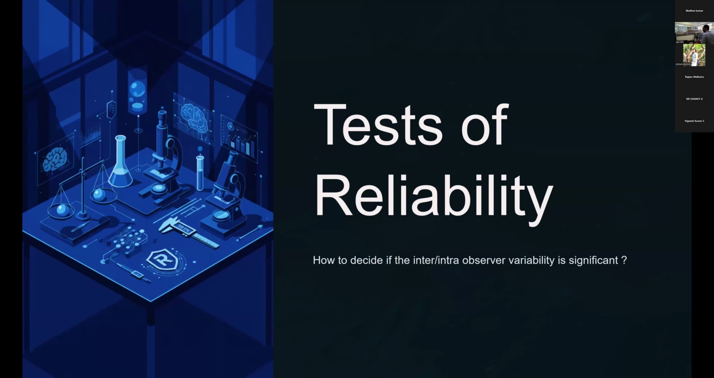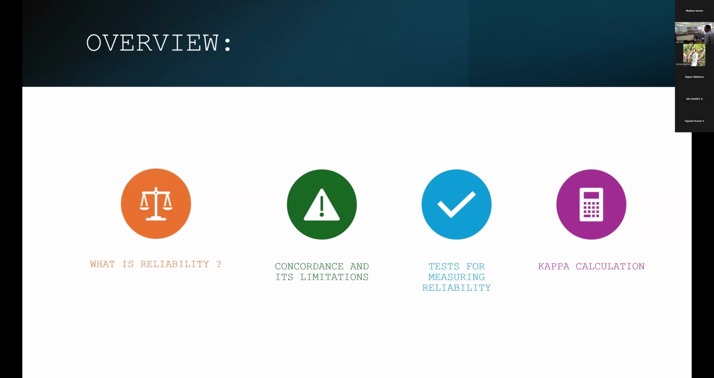So the basic talk for today is on tests of reliability: how to decide if inter- or intra-observer variability is statistically significant or not. We look at 4 main questions. First, what is reliability? Then, we want to know about concordance between 2 observers, what its limitations are, why we need these tests, and how to calculate them.